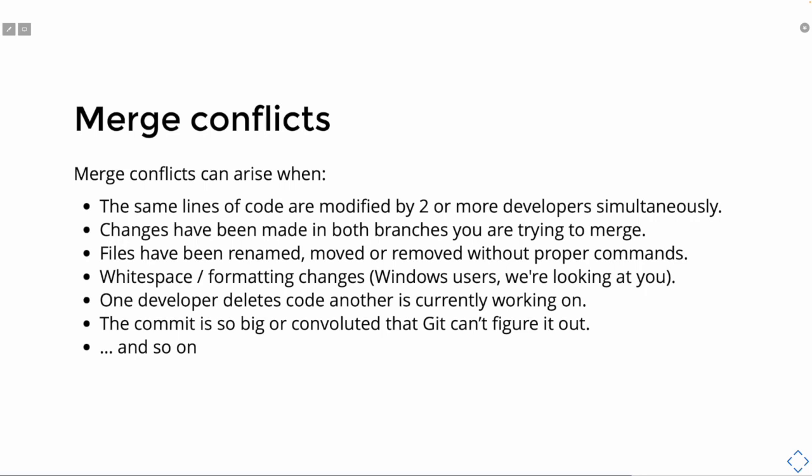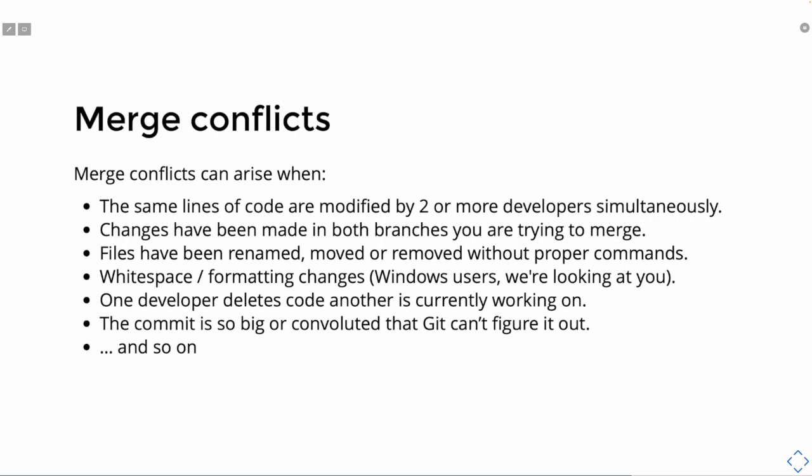So they can be triggered when the same lines of code are modified by two or more developers simultaneously. The changes have been made in both branches you're trying to merge. Files have been renamed, moved, or removed without the proper commands, or white space or formatting changes. And yes, this is a difference between Unix and Windows. There are line endings that can cause issues. A developer deletes code another one's working on.